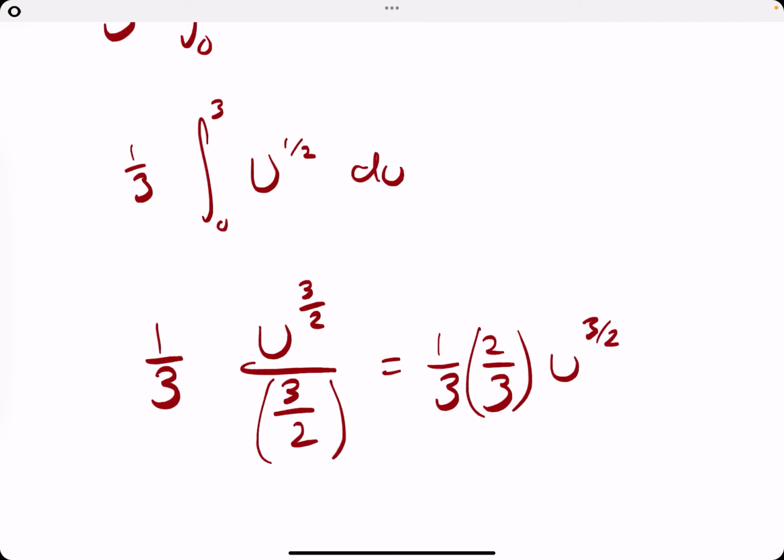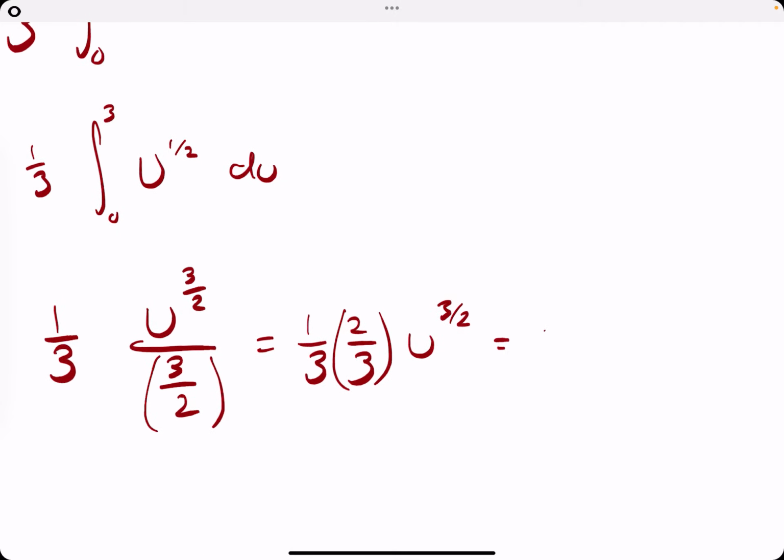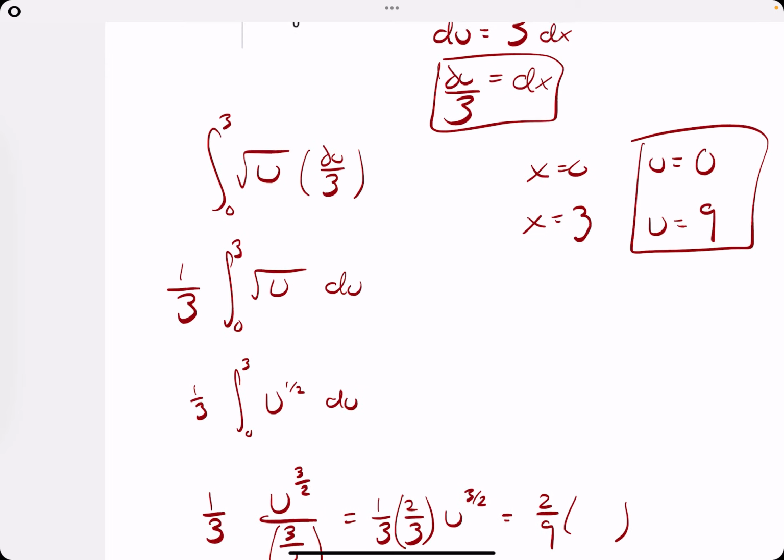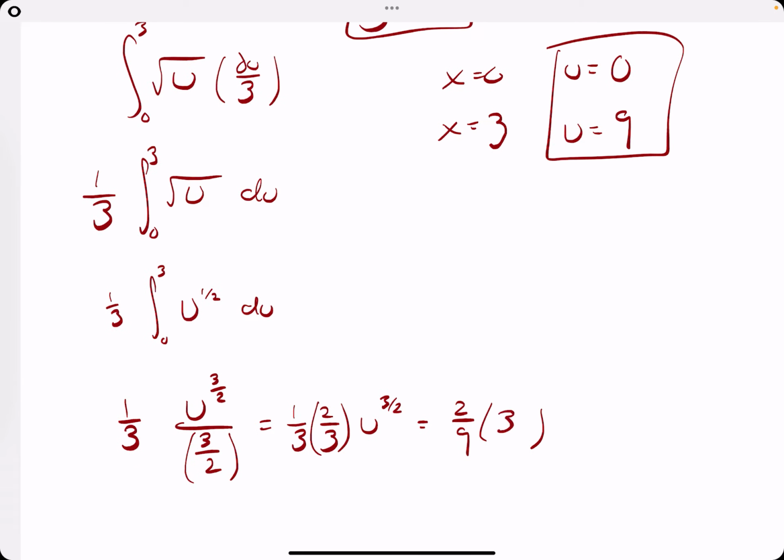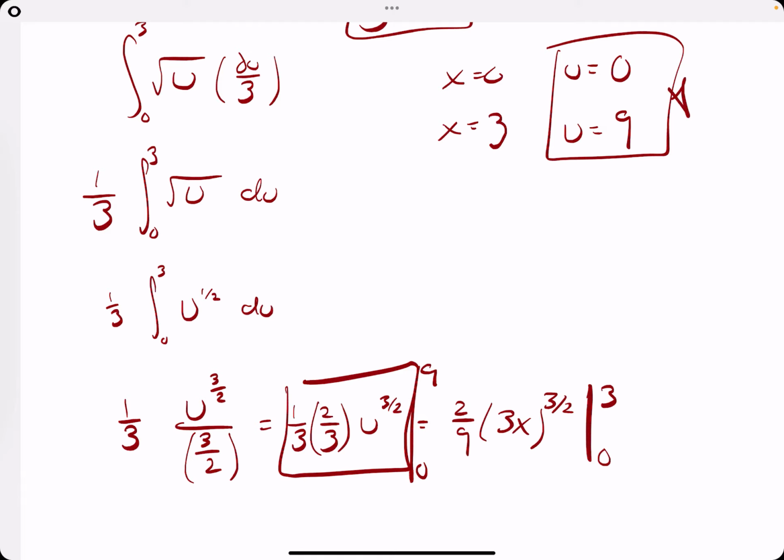And what I would do is get this back in terms of x and also simplify. So 1 times 2 is 2, 3 times 3 is 9. U was 3x, and u is being raised to the 3/2, and now this is what we are evaluating from 0 to 3. If we had left it in terms of u, you would have evaluated this from 0 to 9 because of the u bounds, right? So again, it's a preference.